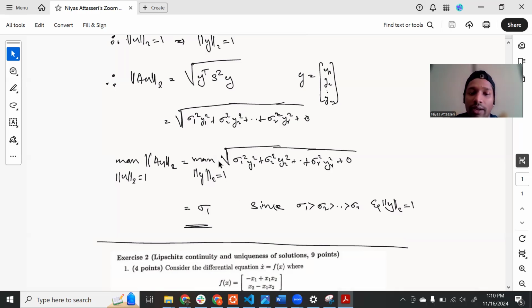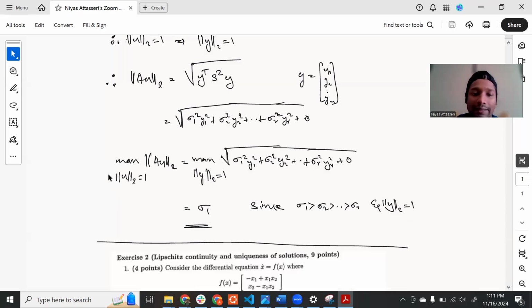So this expression, and we know that this expression maxes when we have the whole y concentrated on y1, because sigma 1 is the greatest singular value of that matrix. So we can say that the whole thing is maximum when y1 is equal to 1 and all other y's are equal to 0, because the norm has to be equal to 1 after all. So we get the max of root of sigma 1 square, which is sigma 1.